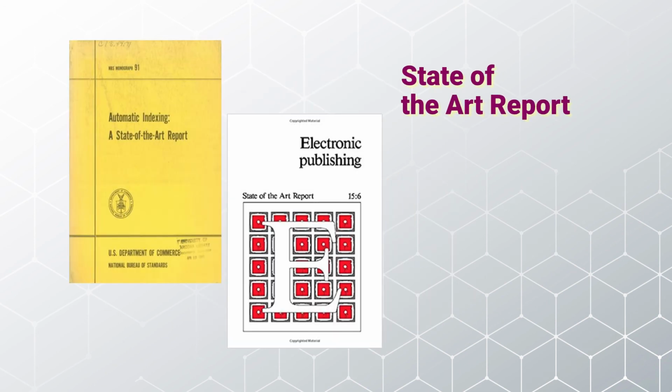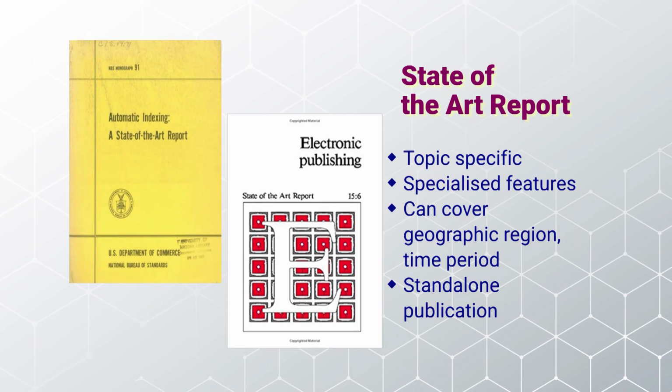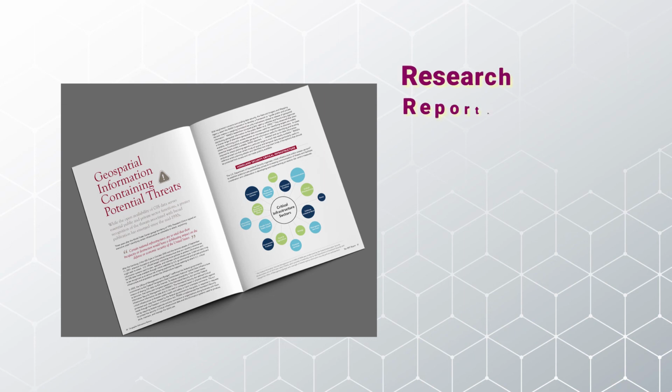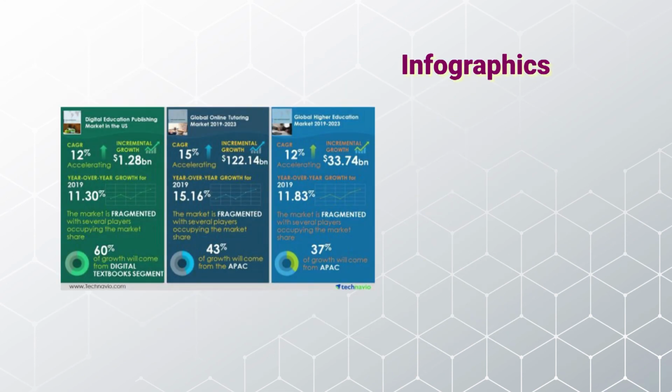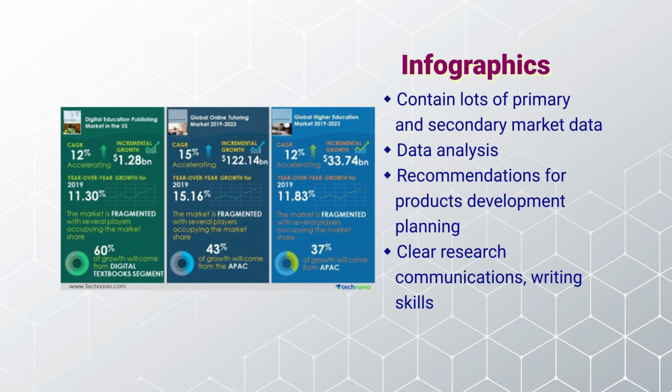These are different types of reports. State of the art reports provide specialized features, topic-specific reports and standalone publications. A research report provides research methodology, data analysis, recommendations and clear research communication writing skills. Those are requirements for providing these services. Infographics is another thing, where you are using statistical data and text. You are creating text analytics or data analytics in the form of infographics, which carries a lot of weightage for academic as well as commercial value. They have academic and commercial value both.